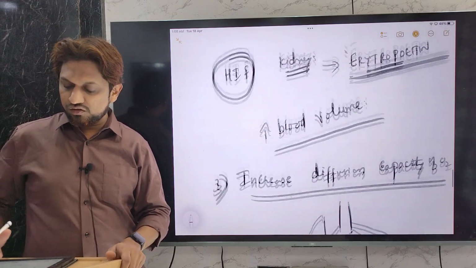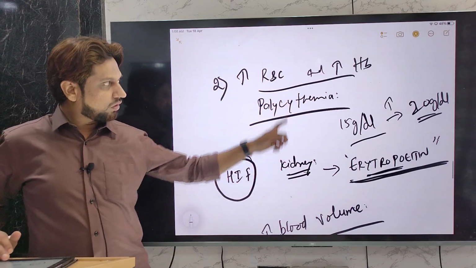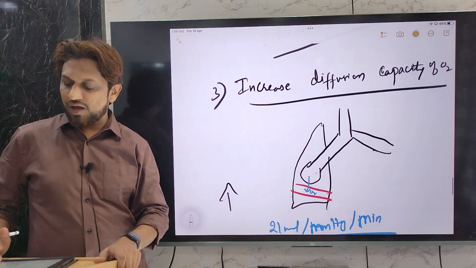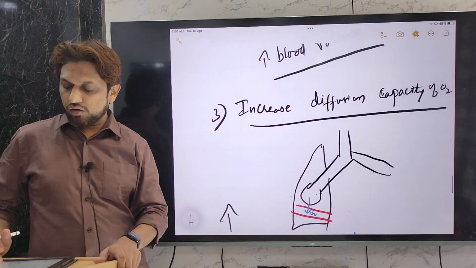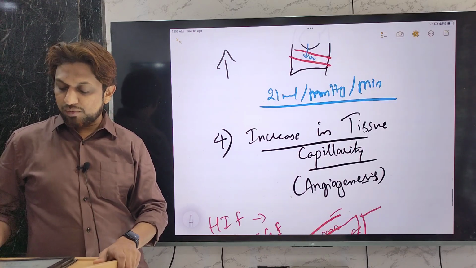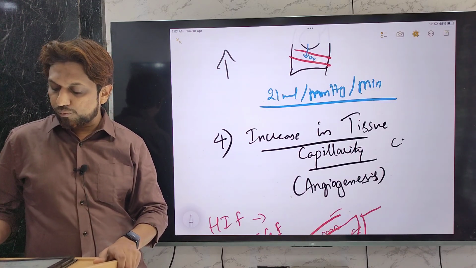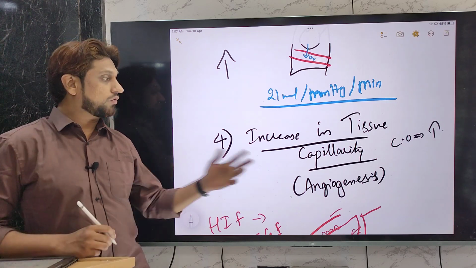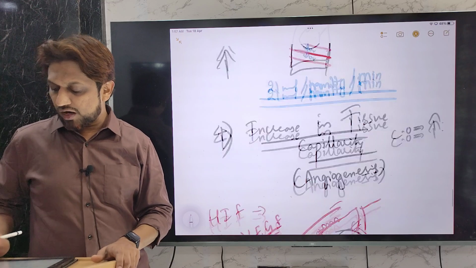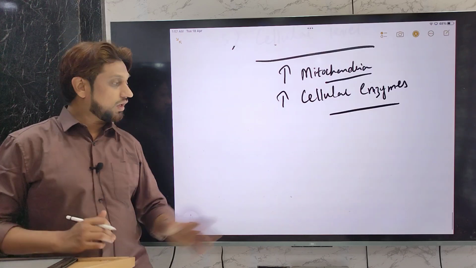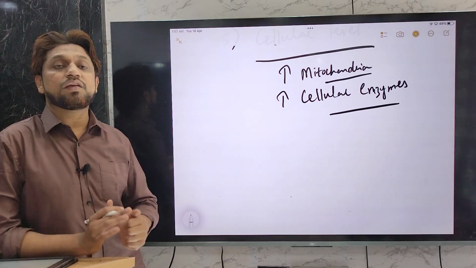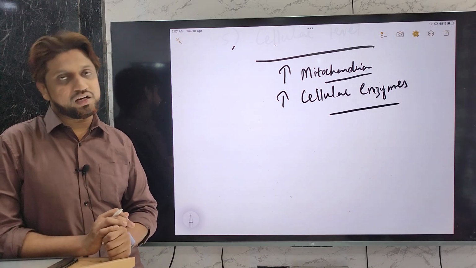Then there is an increase in the RBC count, the total hemoglobin level and the blood volume. Then there is an increase in the diffusion capacity of oxygen. Then an increase in the tissue capillarity. Also the cardiac output is increased, by around 30%. And at the cellular level, there is an increase in the mitochondria and cellular enzymes. Okay, so these are the changes that take place, and that is known as acclimatization.